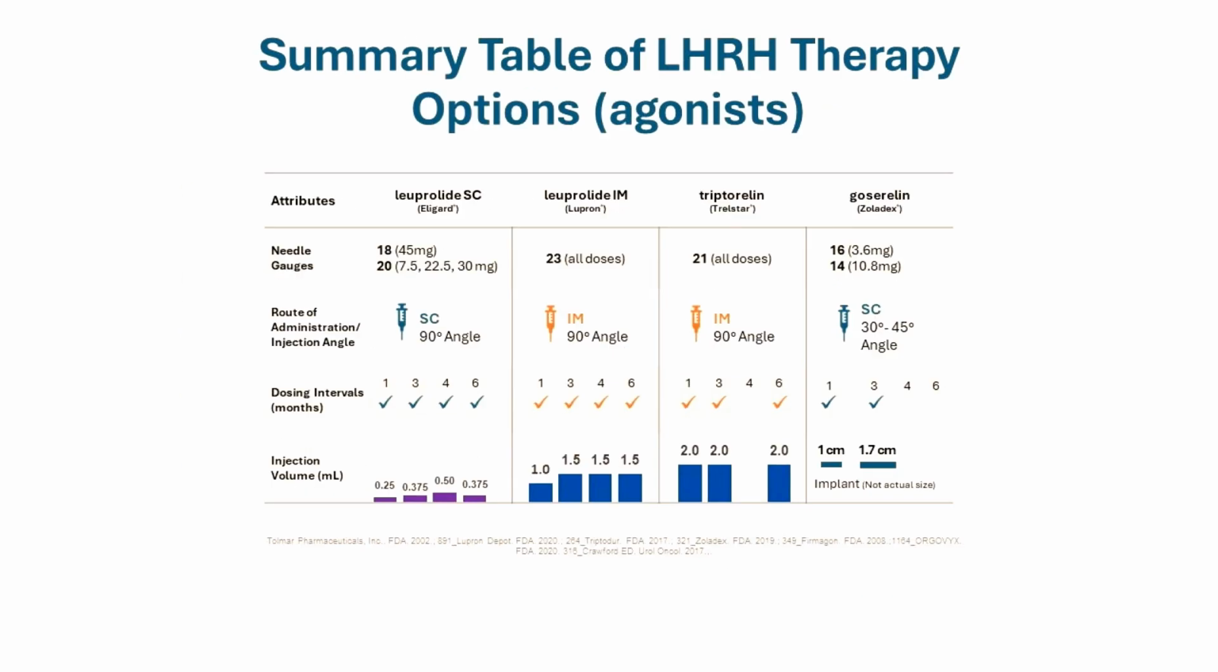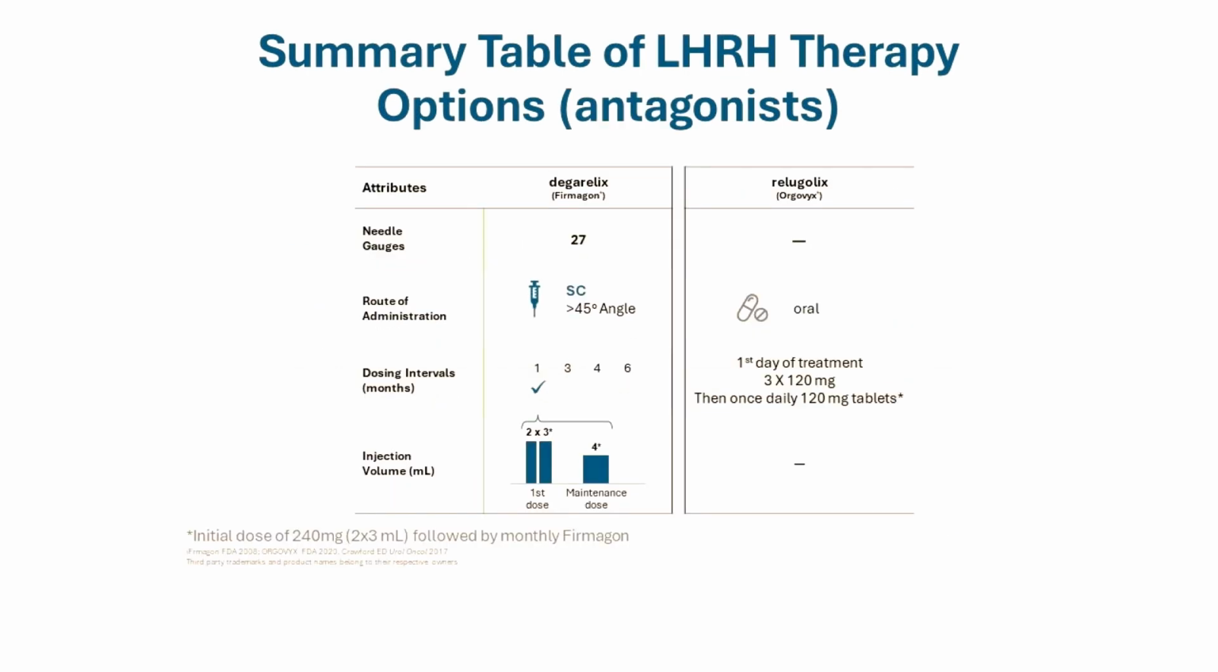Here's a summary of all the agonists that are commercially available today. We have leuprolide sub-Q, leuprolide IM, triptorelin, and goserelin. This slide's not meant so that we have to memorize all these types. A lot of the decisions for the use of these are made by your institution. But the point of this slide is that these agents can be given sub-Q, they can be given IM, and they have various dosing intervals of 1, 3, 4, and 6 months. Here are the antagonists. We have two antagonists that are commercially available today, degarelix and relugolix. Degarelix is a monthly sub-Q injection, and our newest agent is relugolix, which is an oral agent, which leads to some interesting options for treatment using an oral option.